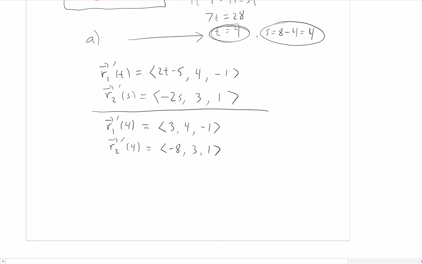Now we have to think back to when we studied the dot product to remember how to find the angle between two vectors. Remember, in general, if we call theta the angle that we're looking for, the cosine of that angle is equal to the dot product of the two vectors divided by the product of their lengths.